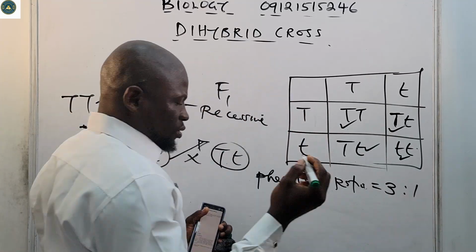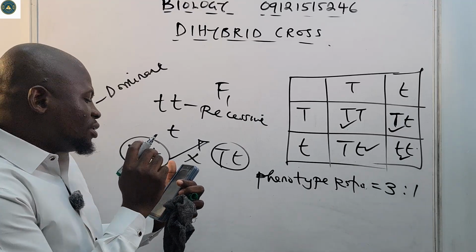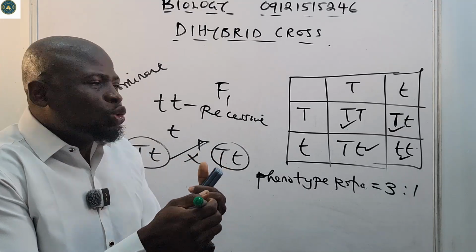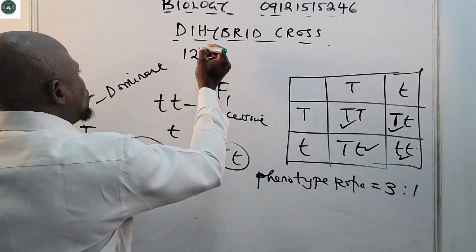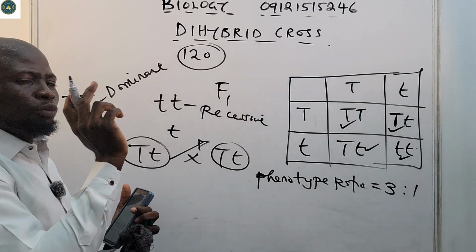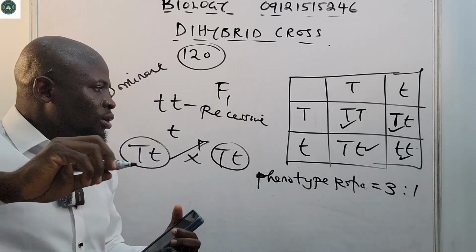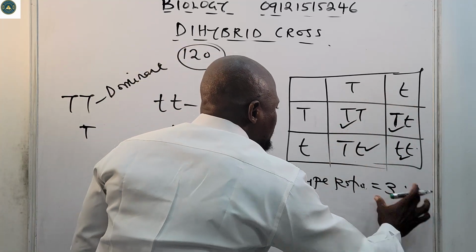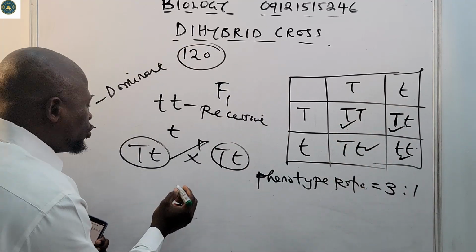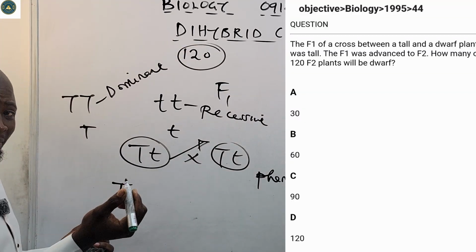Then 1 is what? Dwarf. Okay, so now they're asking us, if there are 120 F2 plants in total, how many will be dwarf? So from this ratio, for simple mathematics, we did the ratio.